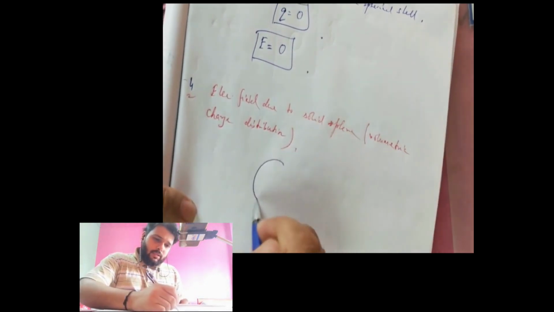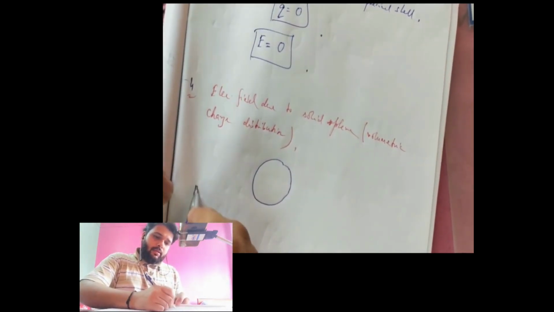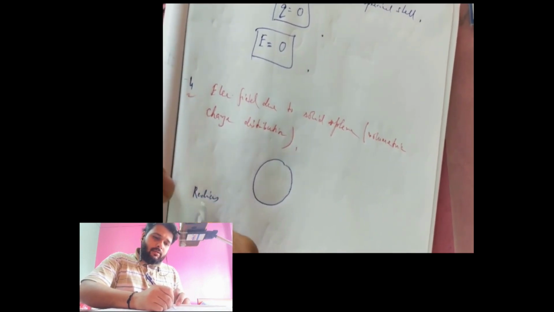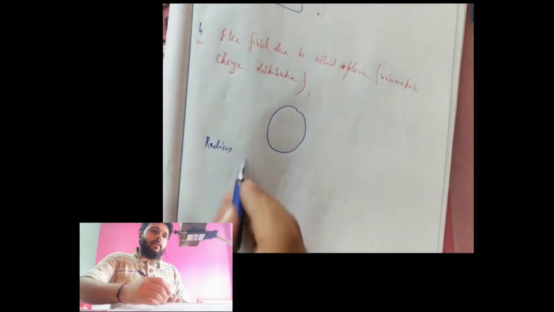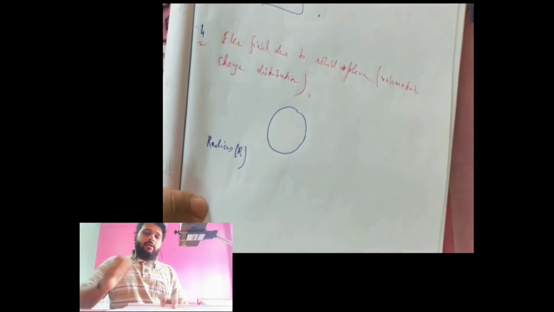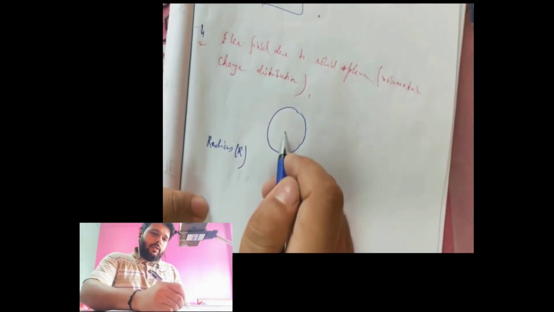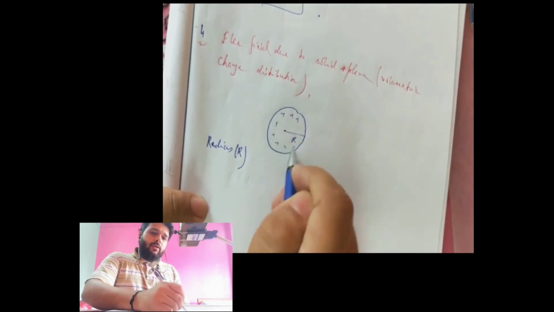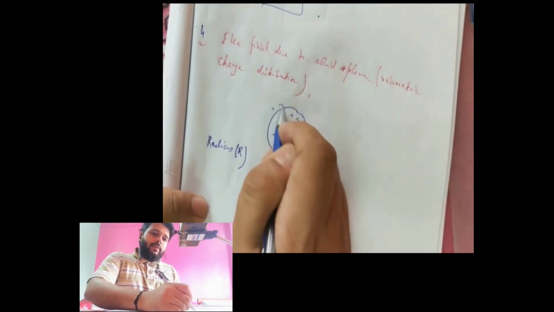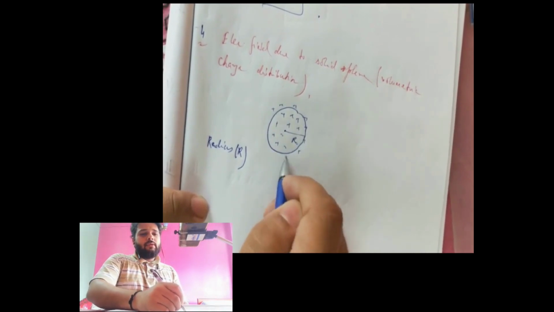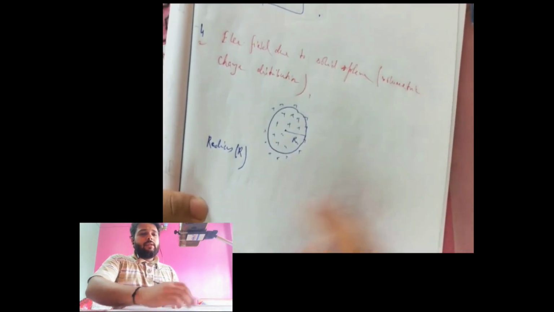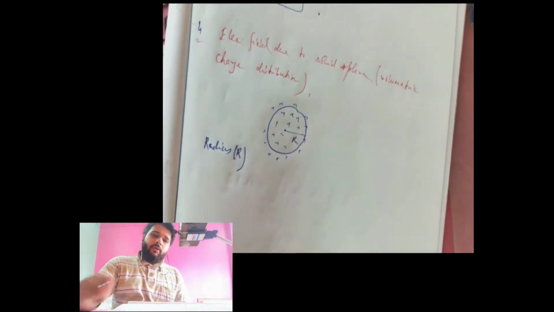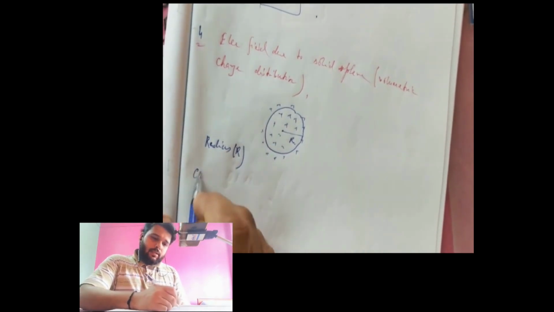So this is a sphere. Again, the radius is r, and the charge is distributed all along the surface as well as inside. Everywhere the charge is distributed. Now again, we'll have three cases.